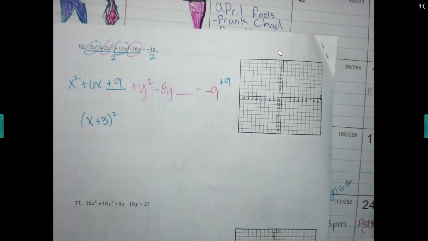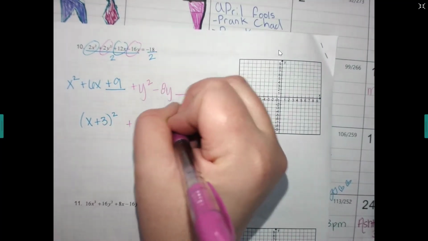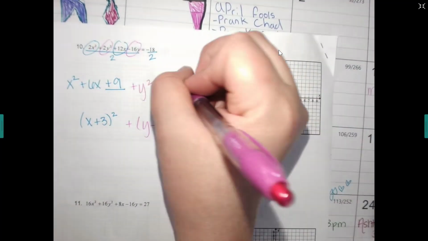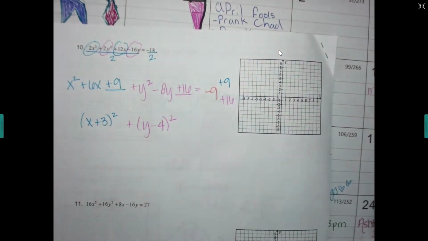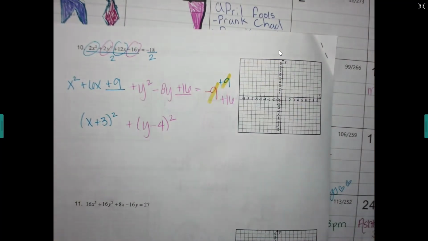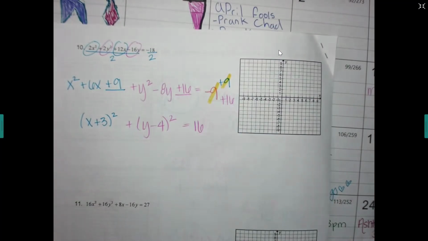For my Y's, I have a -8. What's half of that? -4. What do I fill in the blank with? 4 times 4 is always plus on that, so +16. And then what happens if you have a 9 and a -9? Those are just gonna cross out and leave me with just the 16 left over. And then, like I said, for your homework, it's gonna ask you to type in the center and then to type in the R, which I feel like we've done a pretty good job.